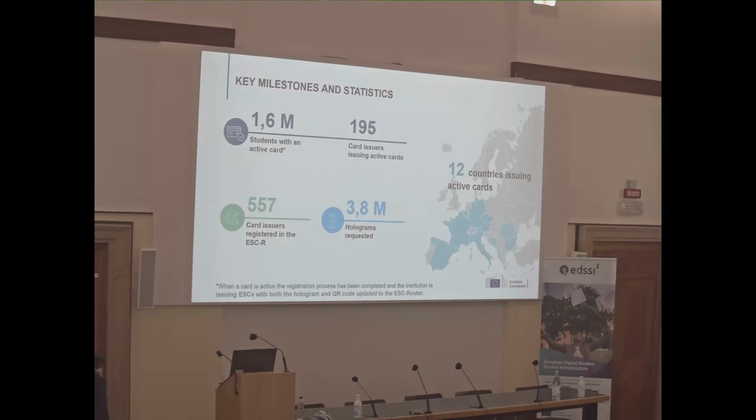Looking a little bit at how this is at the moment, we have around 1.6 million active cards. So these were cards issued and registered in the router that can be validated across Europe. There are 195 institutions that are issuing cards, spread out over 12 countries. There is a strong presence in France, though. This needs to be mentioned, and in Italy, this is where the heritage of this project lies, where the adoption has been earlier, sort of.